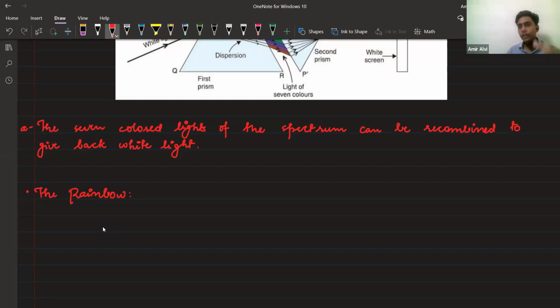So what happens is that when water falls near a waterfall, the very fine water droplets, or you can say mist, basically suspend in the air and act as a prism, and that's how a rainbow is formed on a sunny day as well.